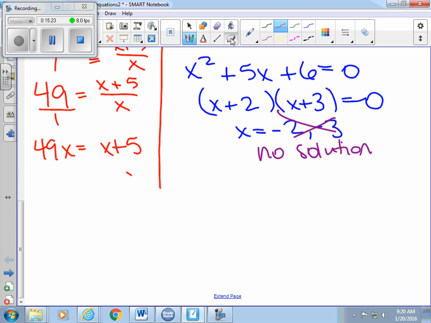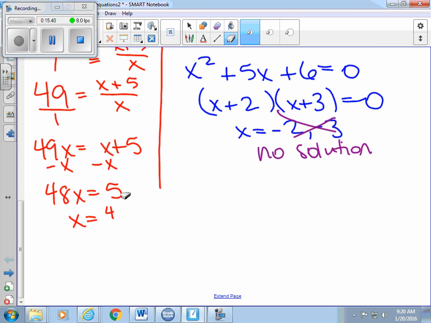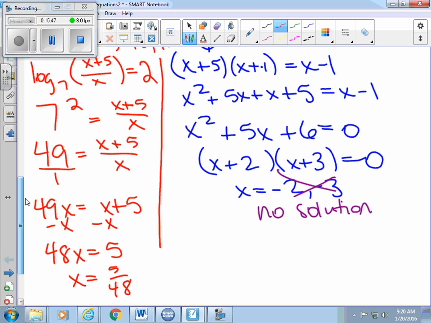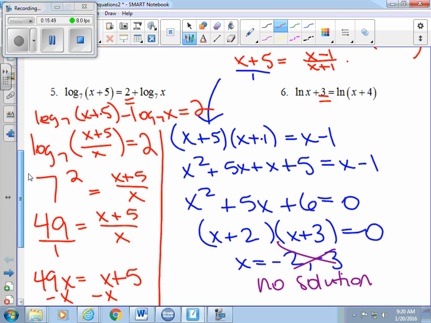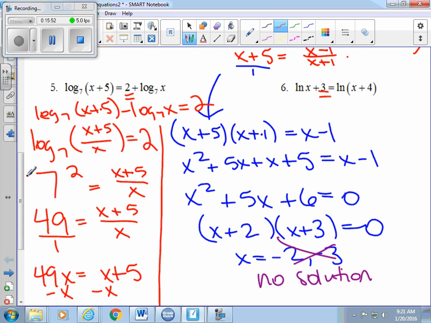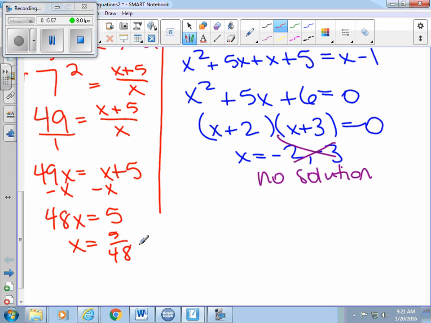How do you solve that? Good. Subtract the x from both sides. So I have 48x equals 5. And so x is 5 over 48. Go back up and look. Does that make either one of those logarithms negative? No. So it is a good answer. Checked, it is a good answer.